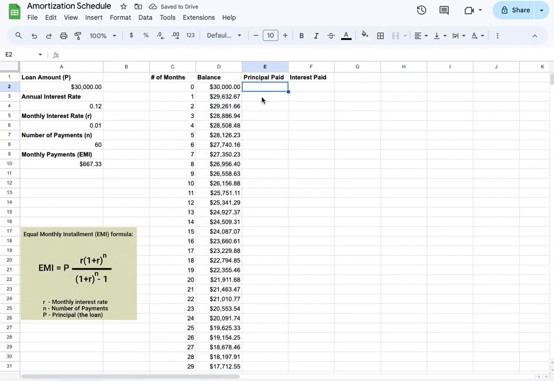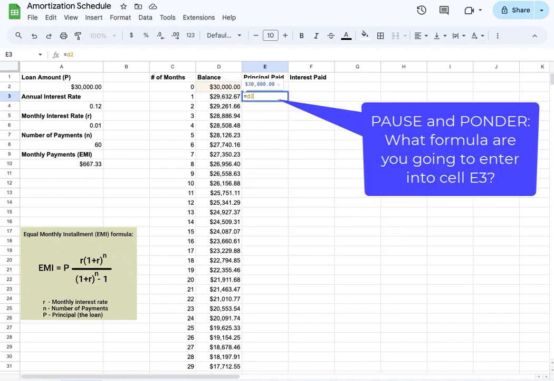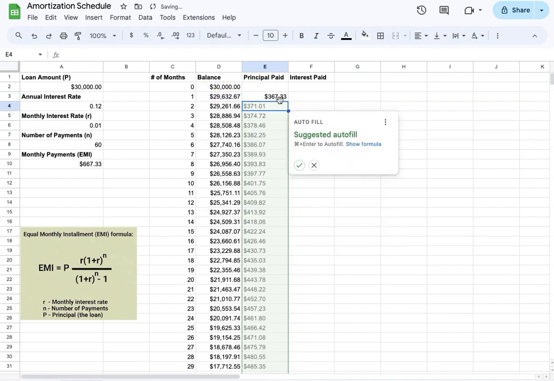Now, these next columns, principal paid. That first month, we know we paid $667.33, but part of that went to the principal and part of that went to interest. To figure out how much went to the principal, it's not too hard, because we owed $30,000 and now we owe $29,632.67. So all we're going to do is take equals D2 minus D3. And that tells us, and it'll autofill for us.